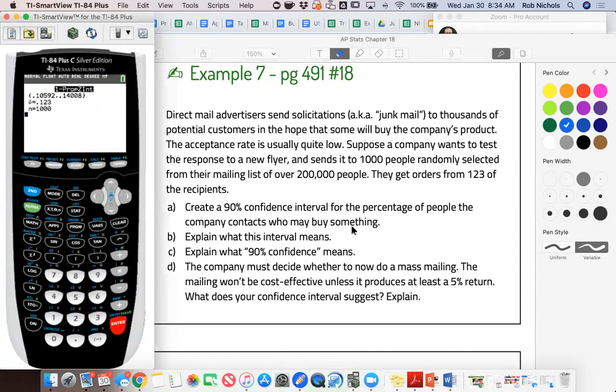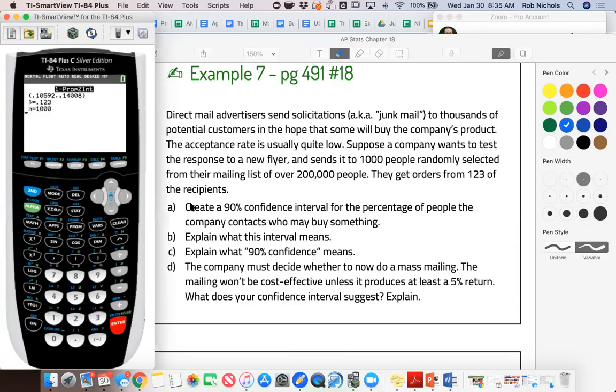Now, remember, our answer is not sufficient. Before I calculated this, I have to check my conditions. Okay, so for our independence assumption, there's no reason to believe that one randomly selected person's response will affect another's. Randomization condition. The company randomly selected 1,000 recipients. The 10% condition. 1,000 recipients is less than 10% of the population of 200,000. So notice we have a finite population. We have to check the 10% condition.